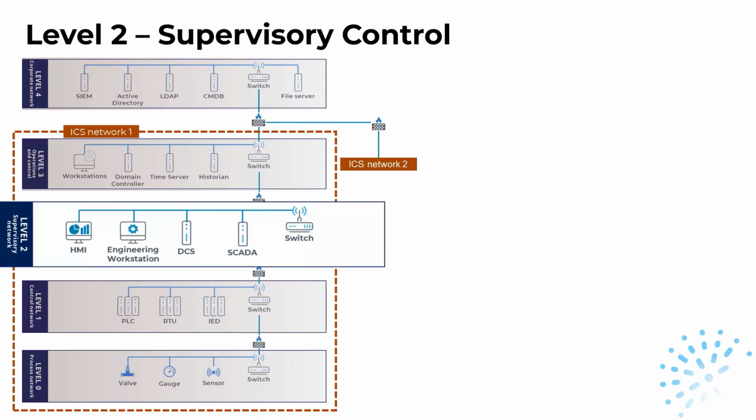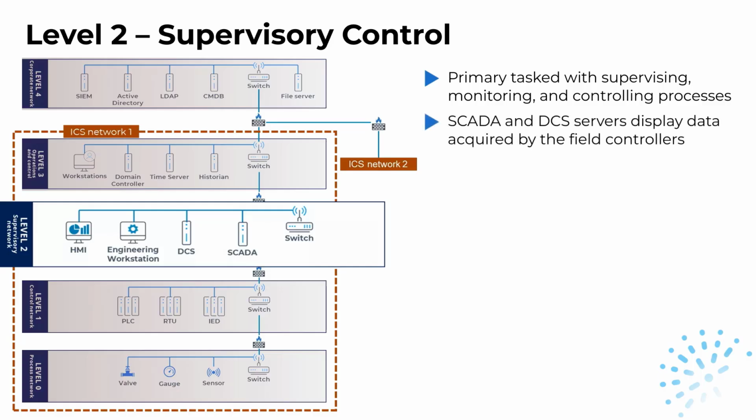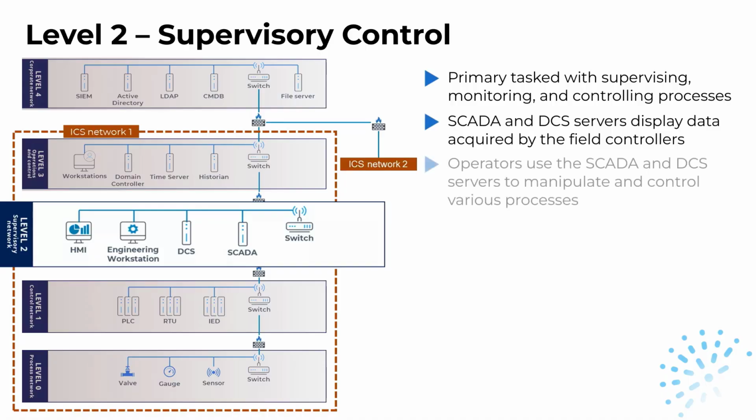Purdue Level 2 is the supervisory control network. The devices in this layer are primarily tasked with supervising, monitoring, and controlling various processes. This is where the SCADA systems and distributed control systems, which we discussed earlier, are located. The SCADA and DCS servers display the data acquired by the field controllers, and operators use them to manipulate and control various processes.